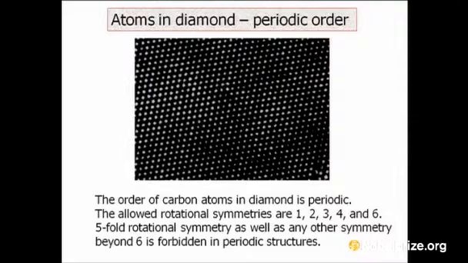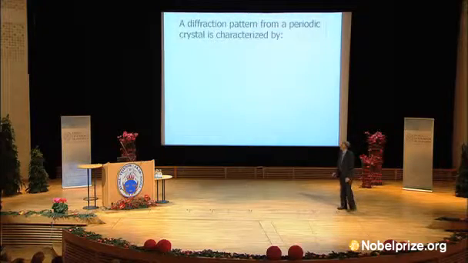So the order in carbon atoms in diamond is periodic, and the allowed rotational symmetries are 1, 2, 3, 4, and 6. 5-fold rotational symmetry, as well as any other symmetry beyond 6, is forbidden in periodic structures.